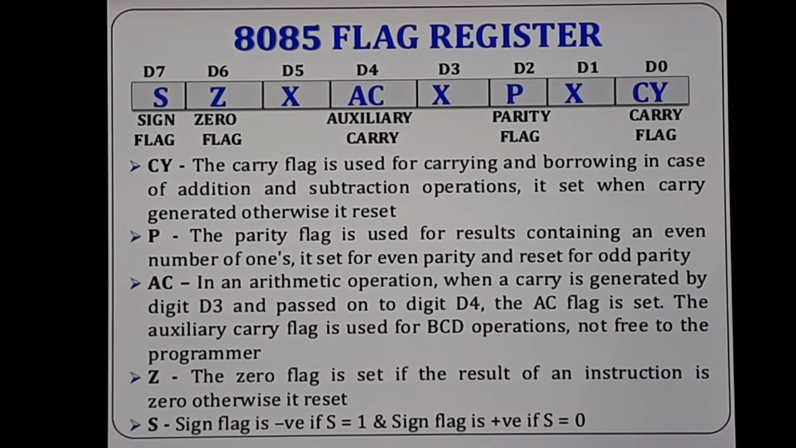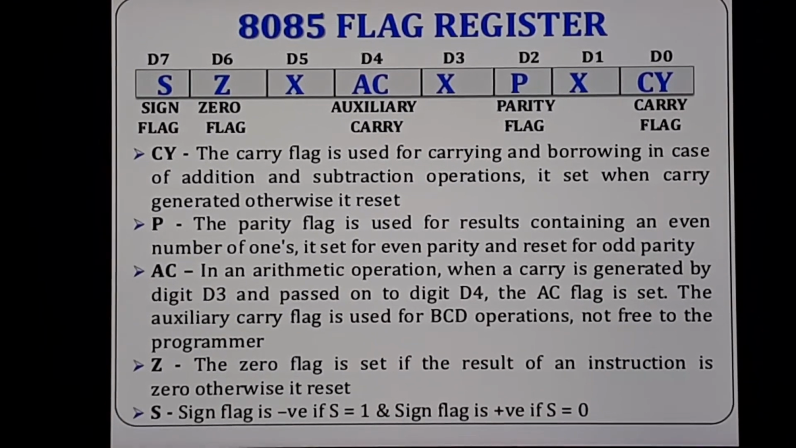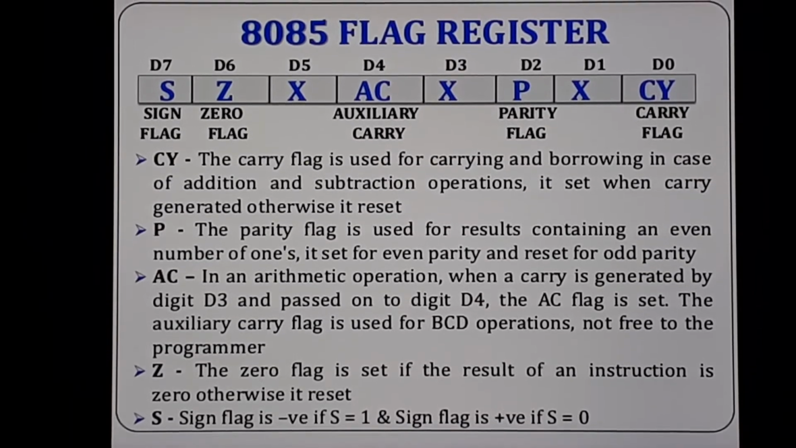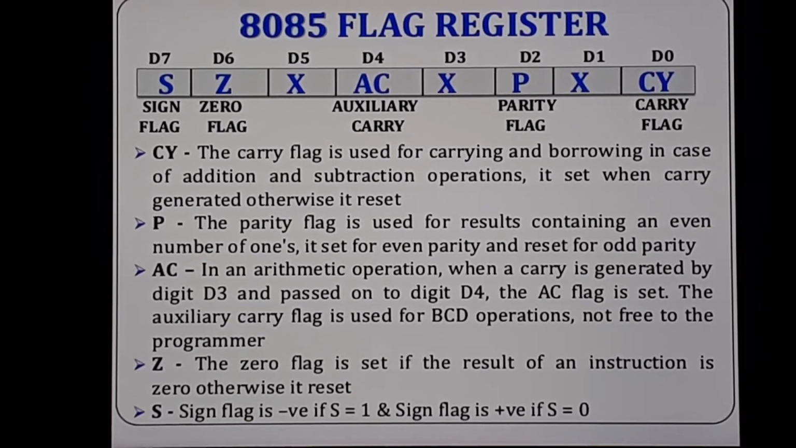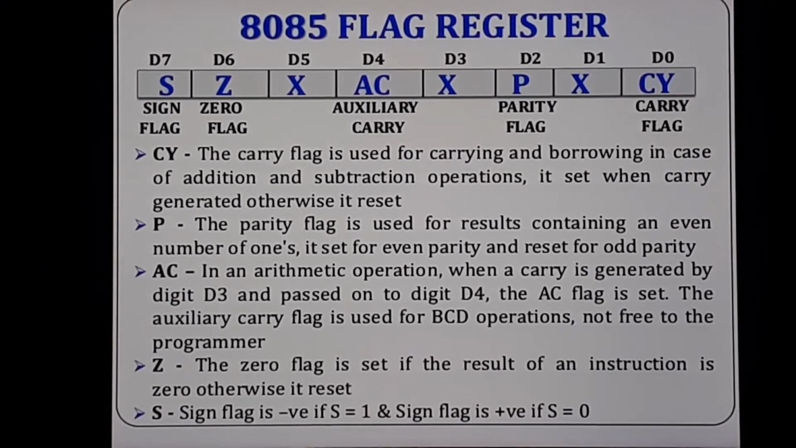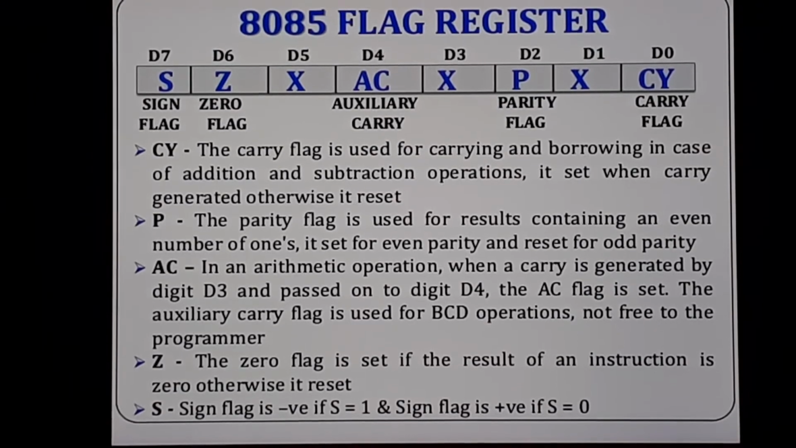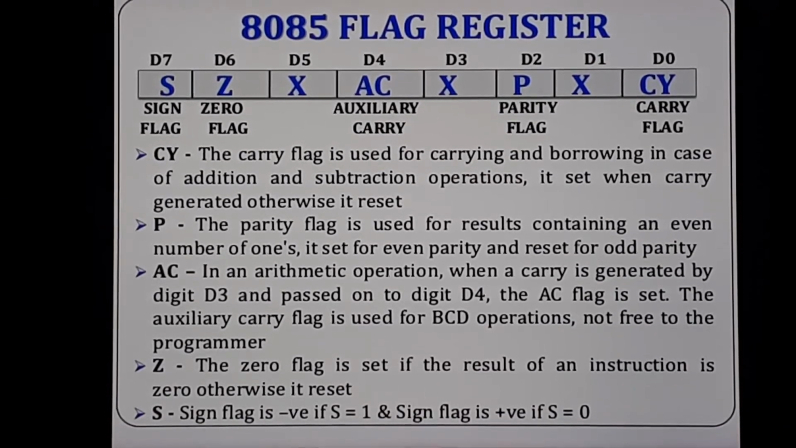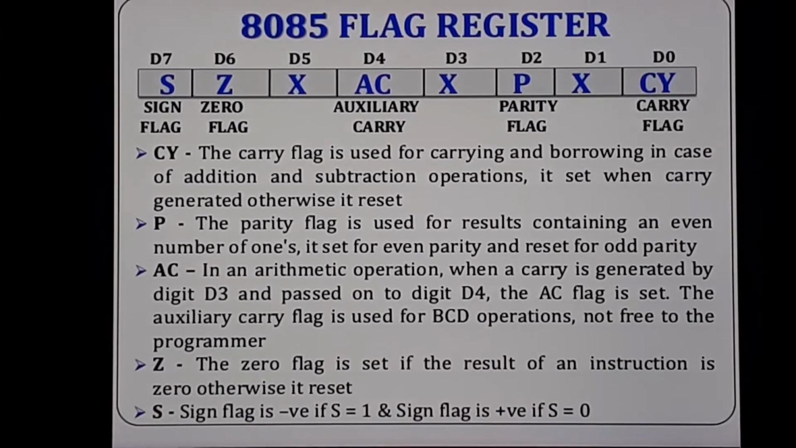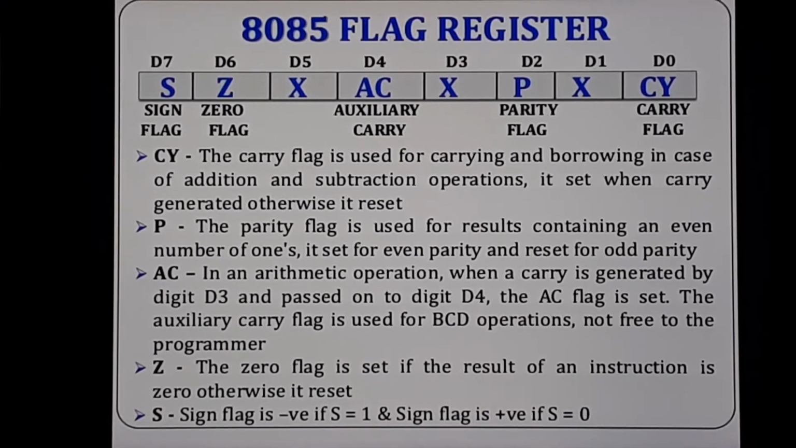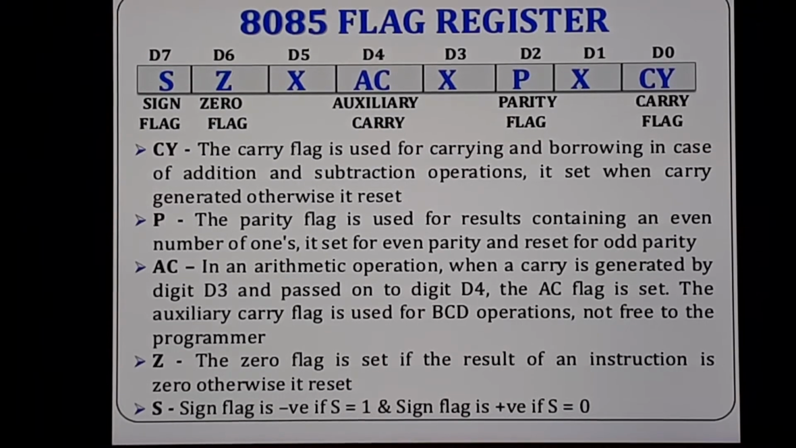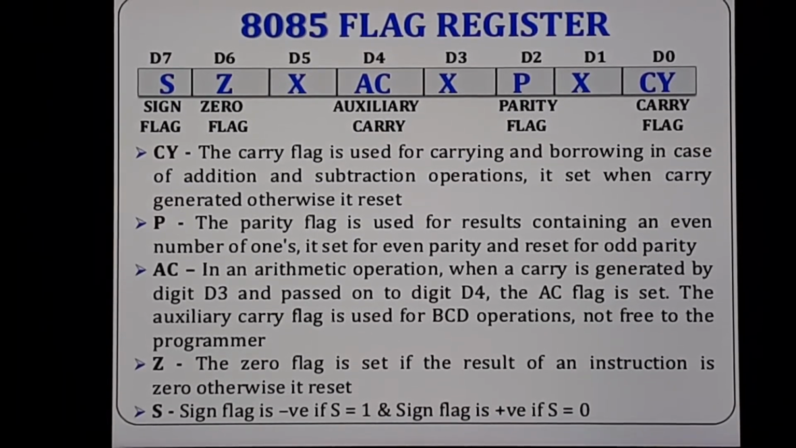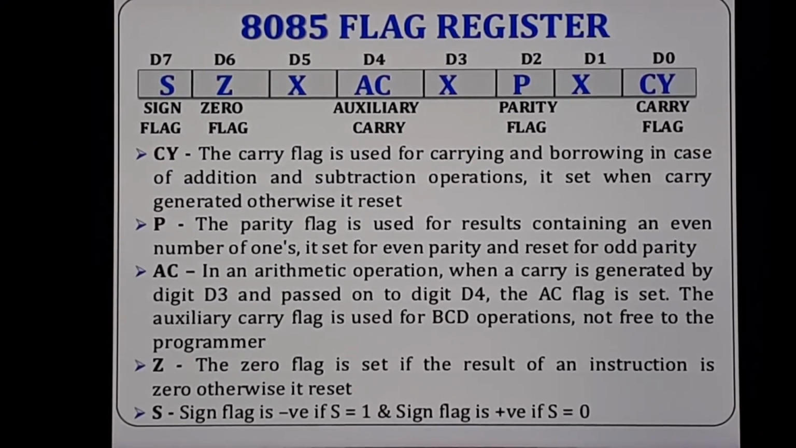Now the last topic in this particular video is the flag register from the block diagram itself. Now 8085 flag register, 8085 being the name of the microprocessor. Okay. Now flag register is a very important topic. Now you have to study the diagram which you can see here from D0 to D7. That means how many bits is it? 8 bits. Again, the flag register is an 8-bit register.